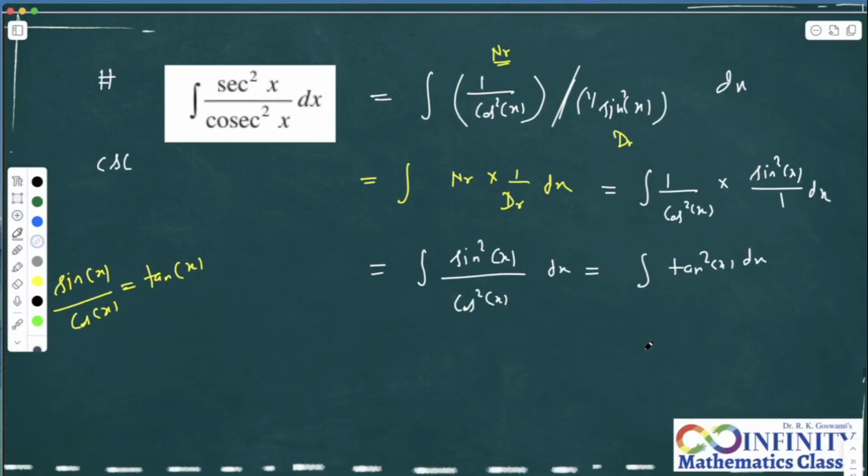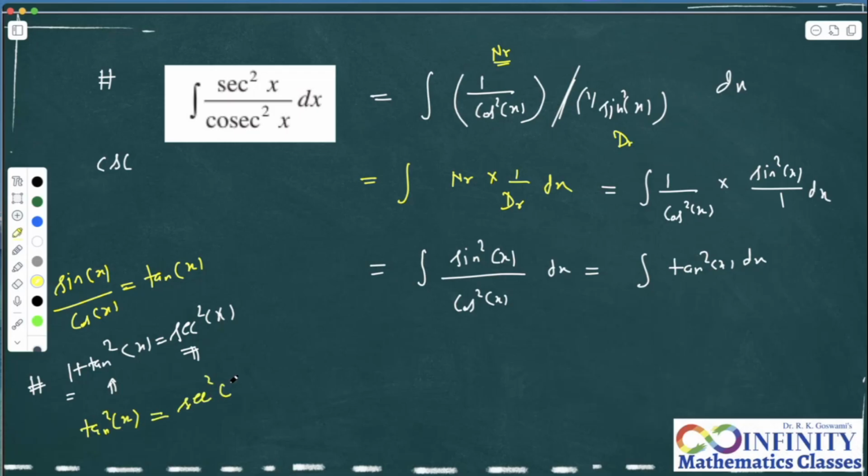So I need to use a technique. Integration is all about techniques. There are lots of techniques. The technique is, you know that 1 plus tangent square x is secant square x. It is a famous trigonometric identity. I know the integration of 1, and I know the integration of secant square x. So if I can represent tan square in terms of both of these two, I can integrate them. So I should replace tan square x by secant square x minus 1.